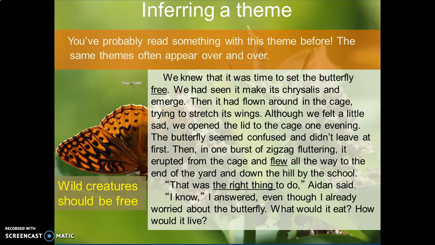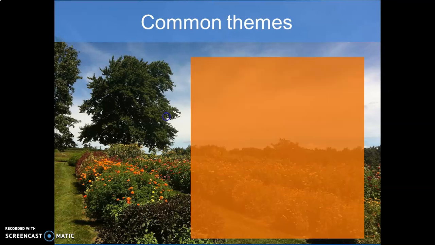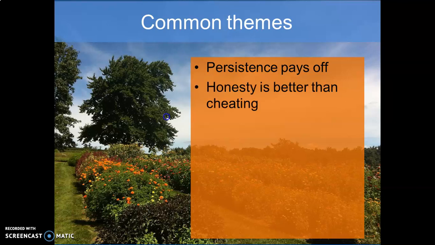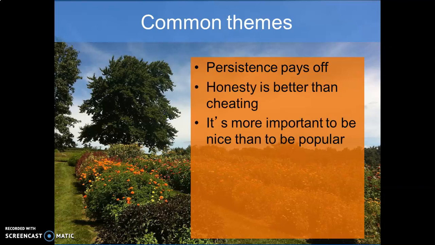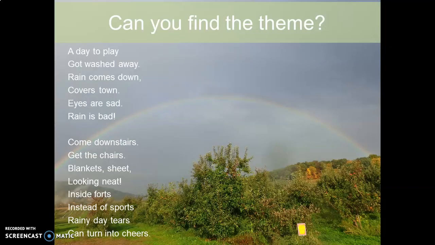You've probably read something with this theme before. A lot of times, the same themes appear over and over in literature. Some common themes: Persistence pays off. Honesty is better than cheating. It's more important to be nice than to be popular. Be careful what you wish for. Love is the most important force.